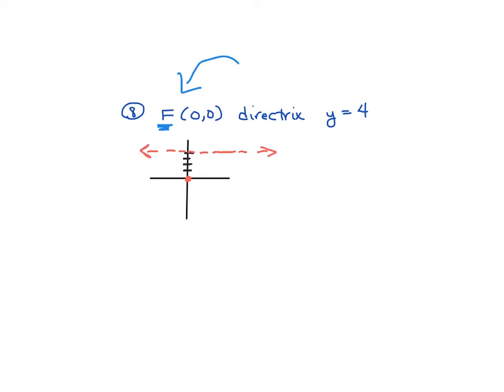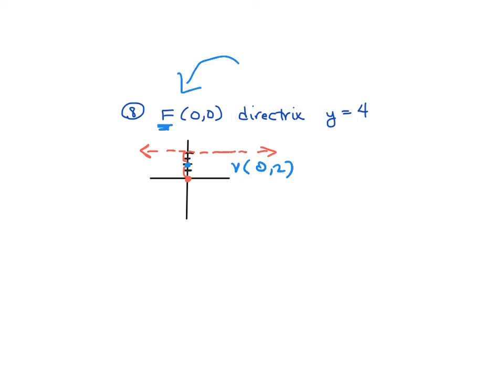Now remember, the vertex is in the middle of the focus and the directrix. So I've got to figure out that my vertex is going to be right smack here in the middle. It's 2 away from the focus and it's 2 away from the directrix. So my vertex ordered pair is going to be 0, 2.